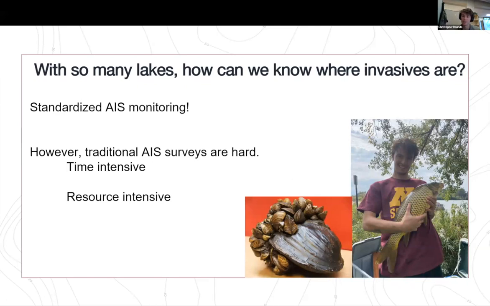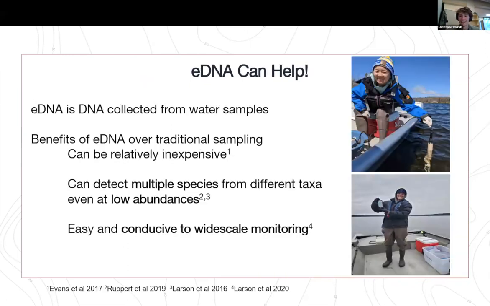If you go to a specific lake, you want to be able to look for all these species at a single time and efficiently. And that's really hard to do with standardized AIS monitoring. But eDNA can help, and that's where we come in. eDNA stands for environmental DNA. It's just the DNA that organisms give off into the environment, and it's DNA that we can collect through water samples.